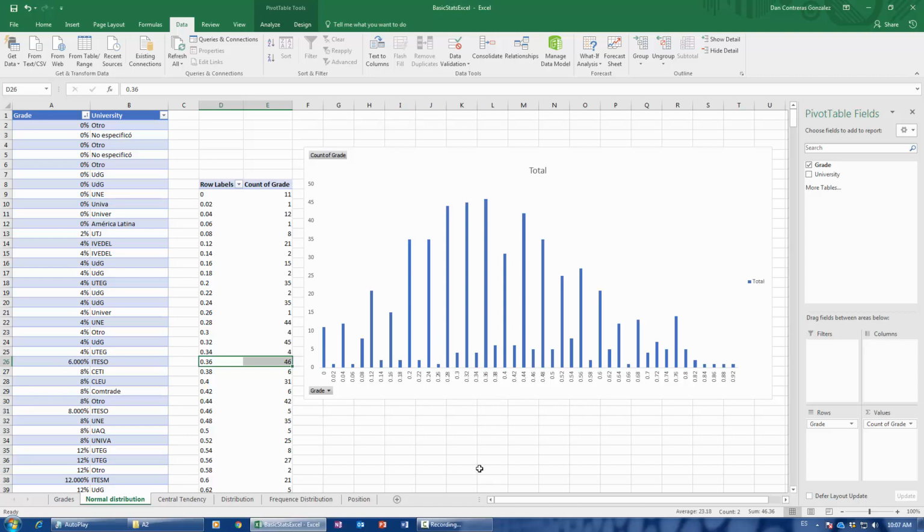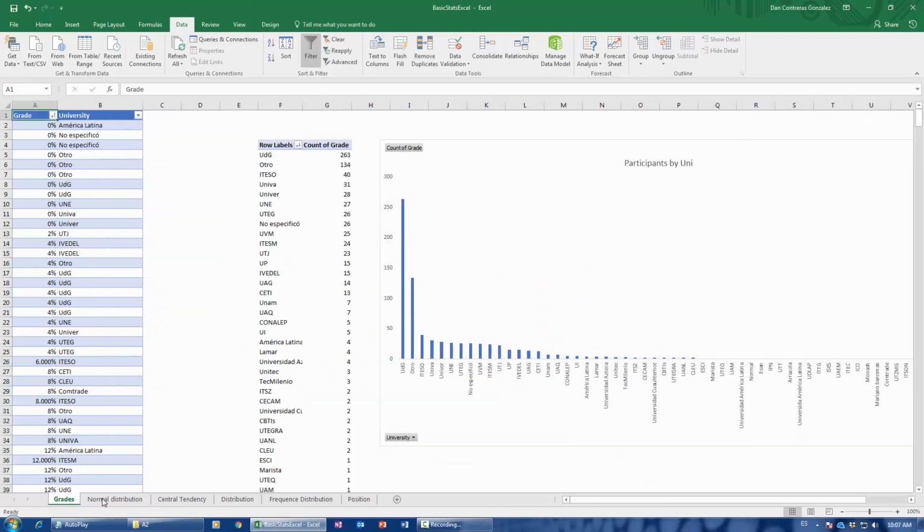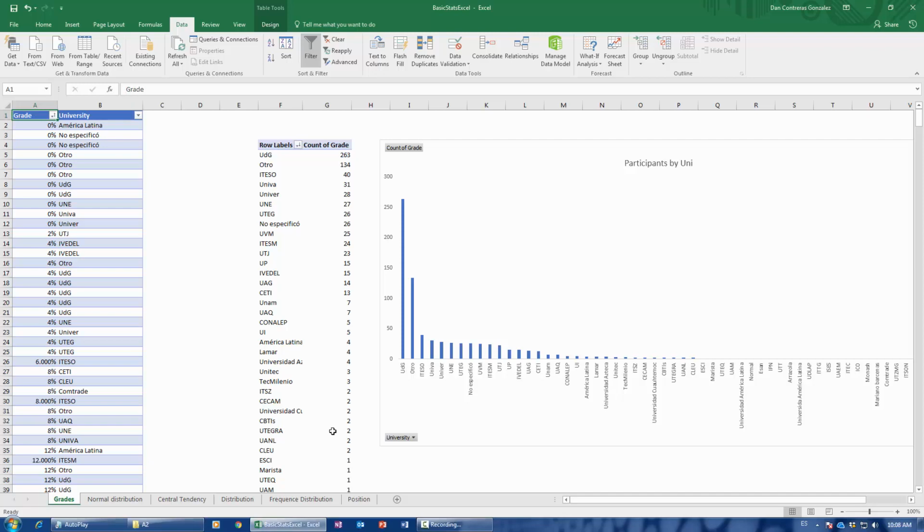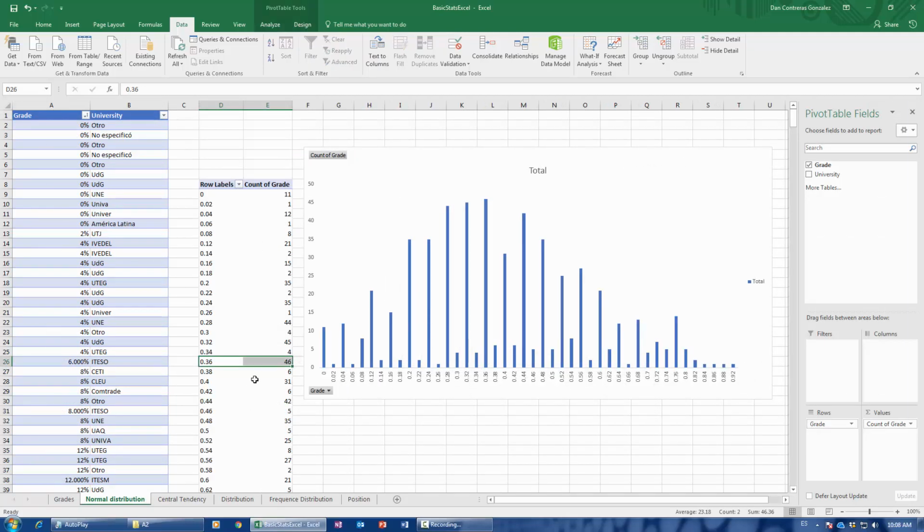Now, that's a little bit more advanced statistics, but I think that these two charts here will give you a pretty good overview of the dataset that we're going to be working with right now, all right? We're going to be working with a dataset that is lopsided on the end of the universities. I mean, we have most people coming from the University of Guadalajara, and most people are terrible at Excel, all right? Most people are terrible at Excel.